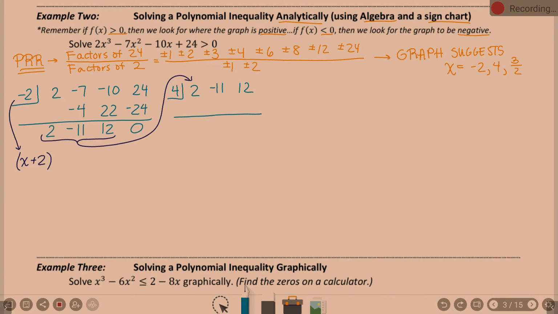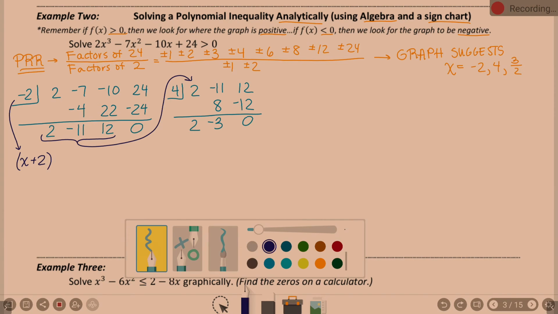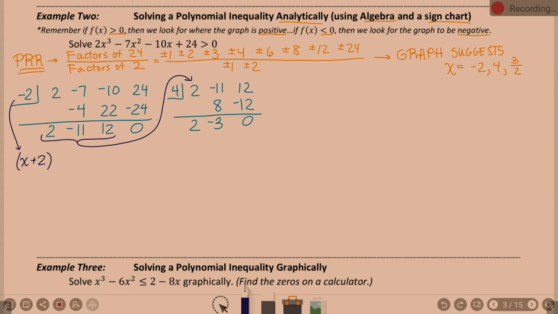Okay? Drop the 2. 4 times 2 is 8. -11 plus 8 is -3. 4 times -3 is -12. 12 plus -12 is 0. Okay, so 4 works. What is 4 as a factor? X minus 4.